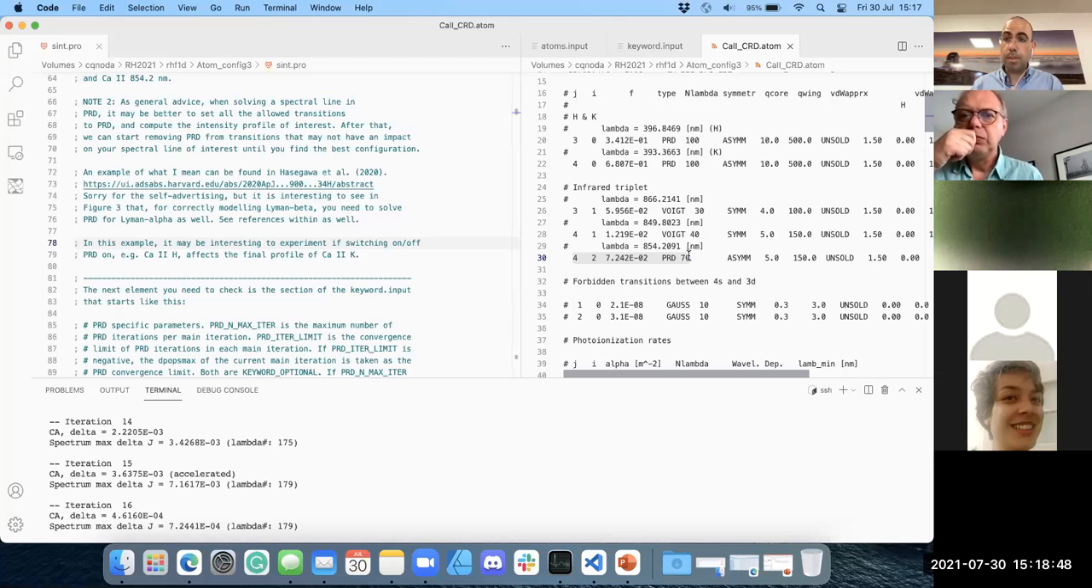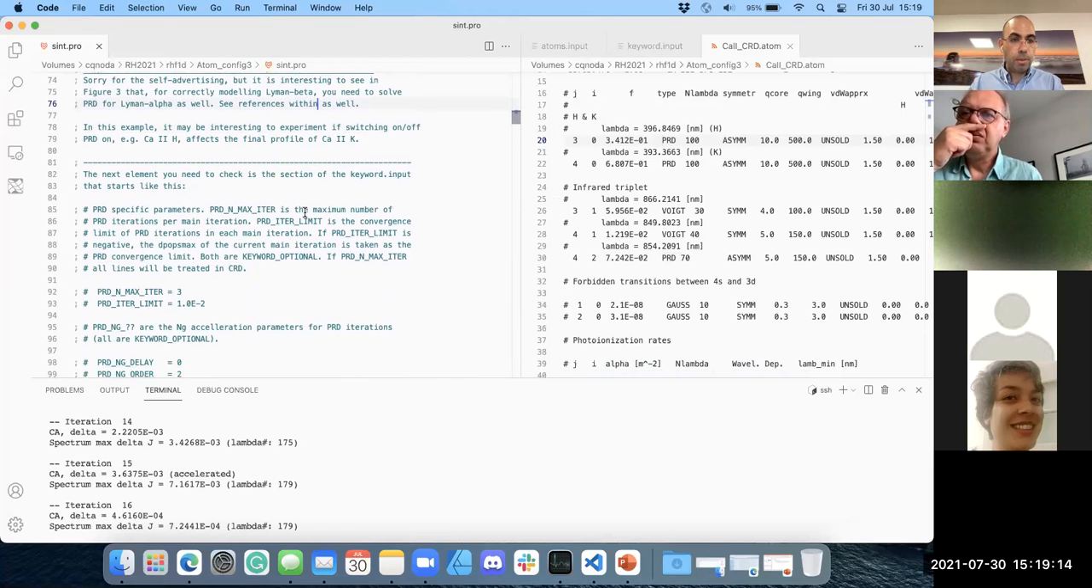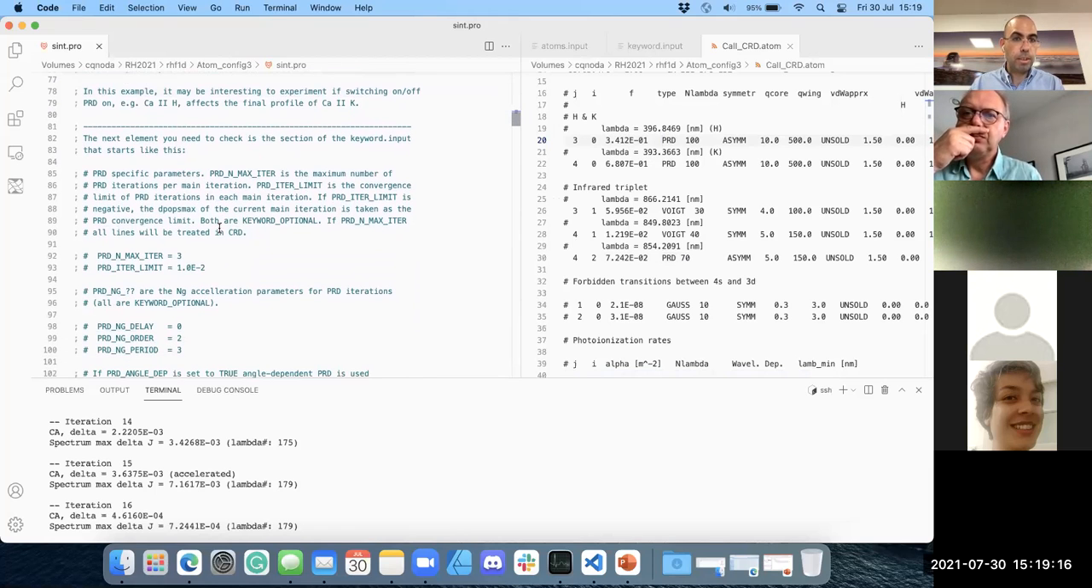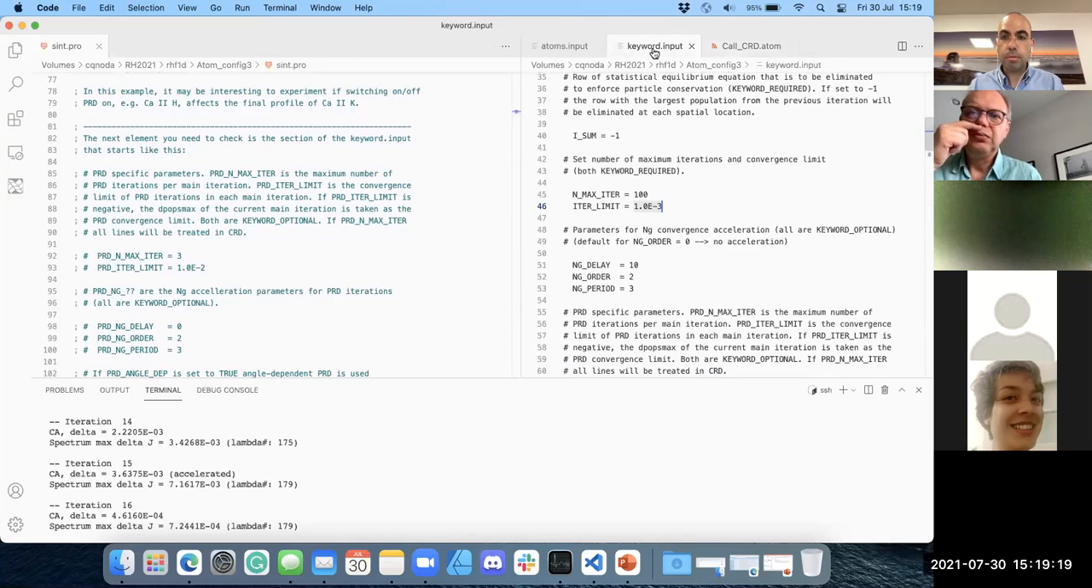But this is something that you can play with. So if you switch on and off PRD and you don't see changes, then maybe it's not necessary. So just try to play a bit and try to understand what is happening. Okay. So in this case, I think it doesn't matter because we are just checking what is happening. So we are going to switch on only PRD, calcium H and K, and then 8542.